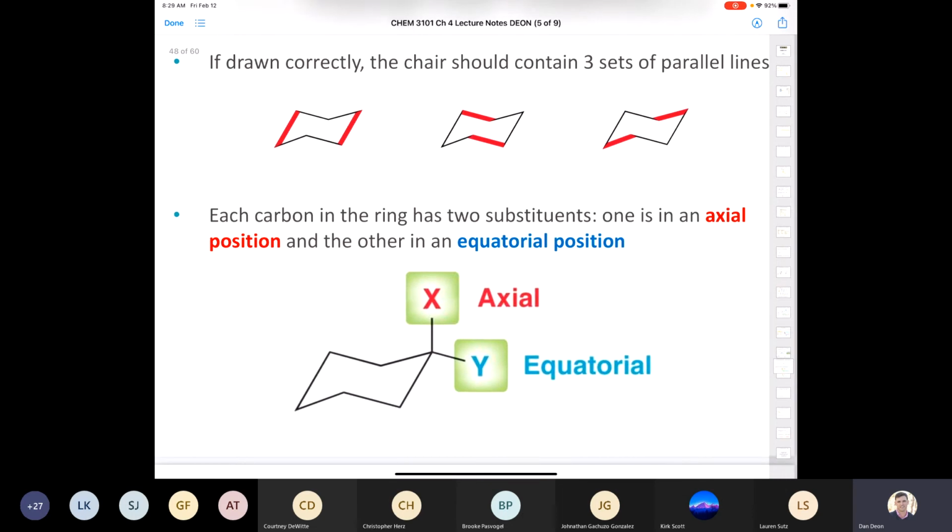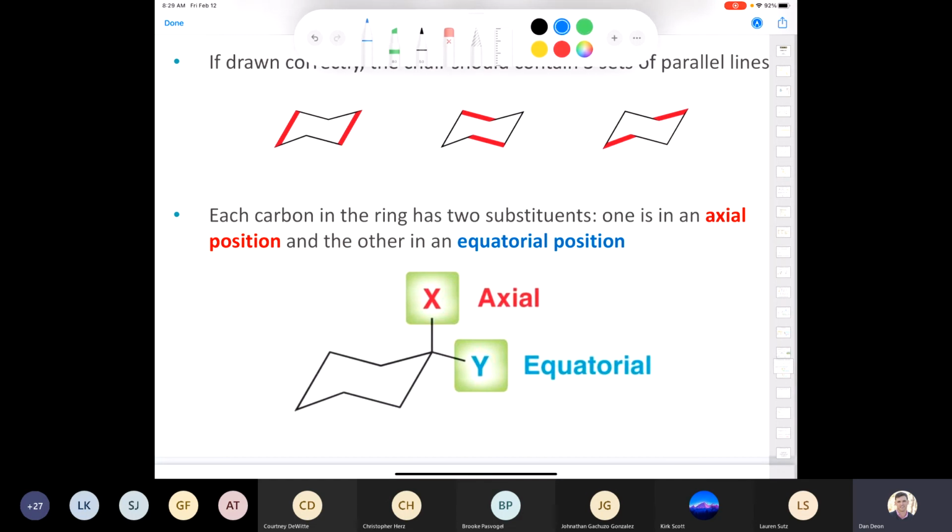Now, each carbon is tetrahedral. So on each one of these carbons, there are 2 hydrogens. One is pointing up like this and one pointing down like this. Whenever you have something going straight up or straight down, we call that axial. Whenever you have something going down or up, but not straight up or straight down, we call that an equatorial position.